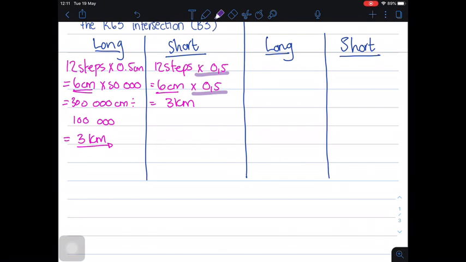What's important to notice here is that we have times by 0.5 twice. Once, the first time, is to actually see the distance between the steps and to get rid of the steps and put it into centimeters. The second time is the shortcut to actually go into kilometers. So don't be confused and only times it once.